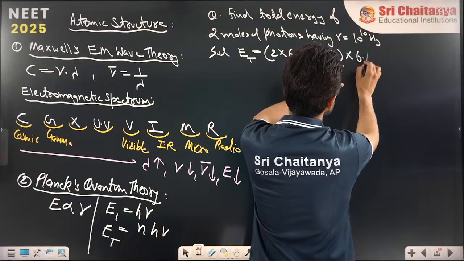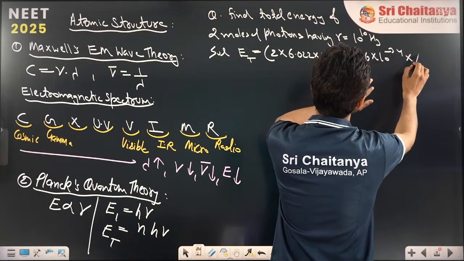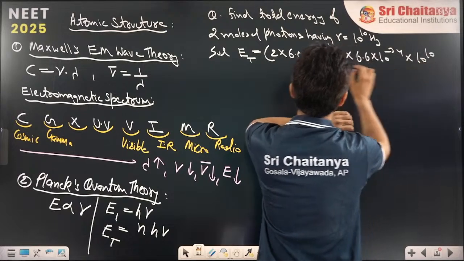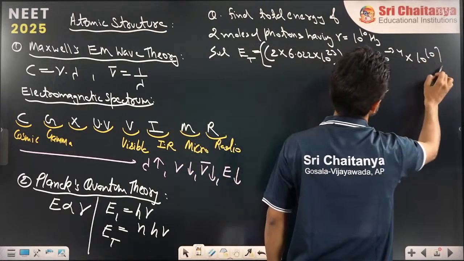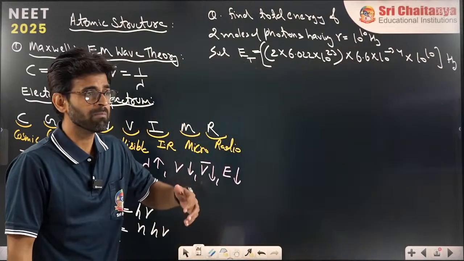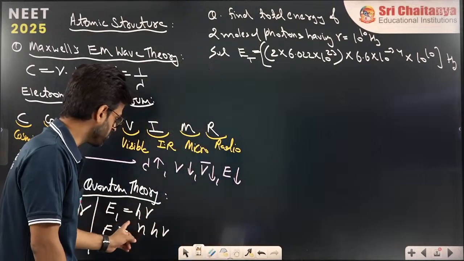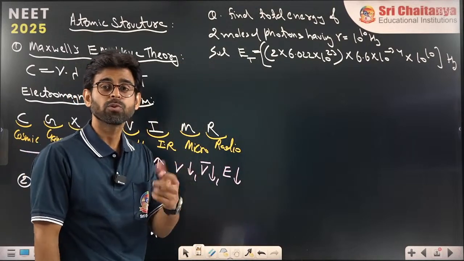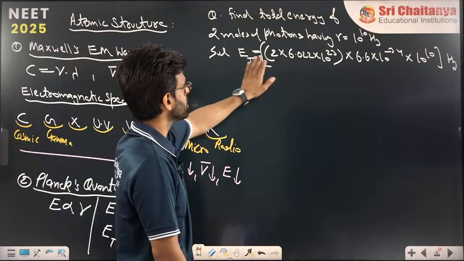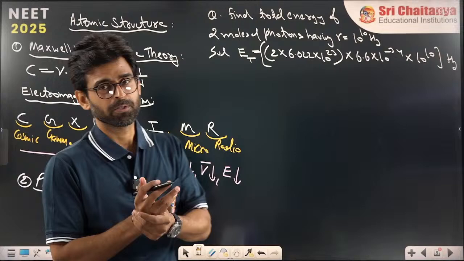H nu. What is H? 6.6 into 10 to the power minus 34. Nu is 10 to the power 10. This much energy will be absorbed by something if it absorbed 2 moles of photons. Remember, N is not the number of moles here, N is the number of photons. So 2 moles of photons means 2 into Na photons, right? This is it about your Planck's quantum theory.